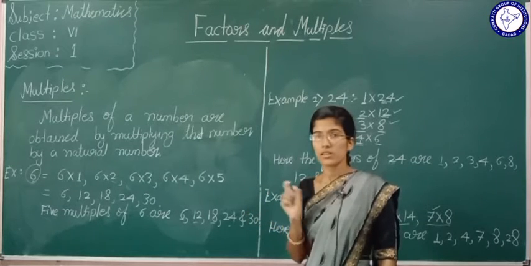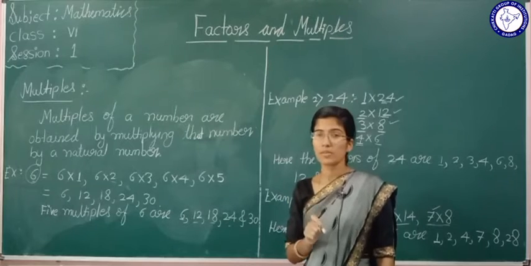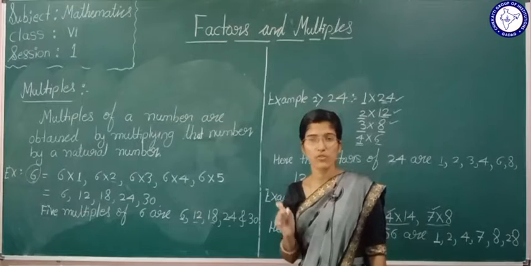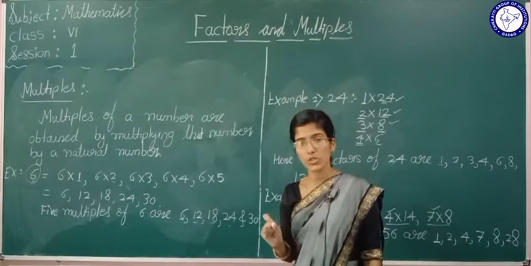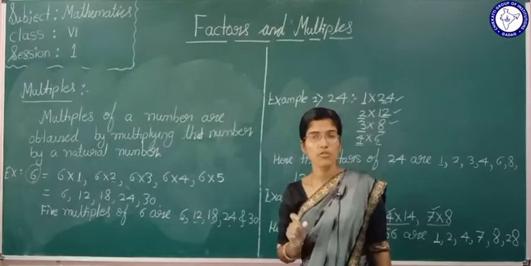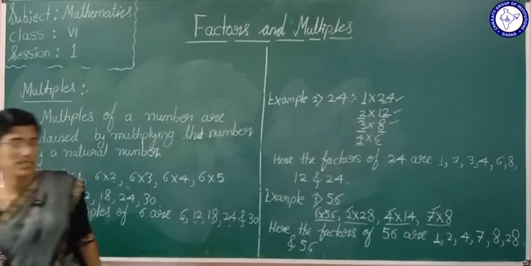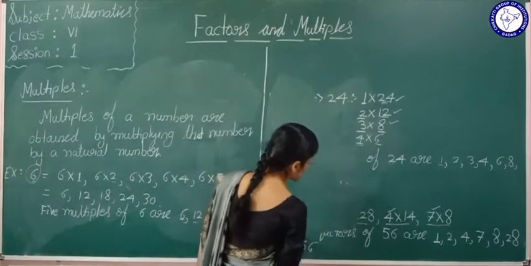So here you know the tables, right? The tables are the respective multiples of that respective number. Suppose 12: 12 ones are 12, 12 twos are 24, 12 threes are 36, 12 fours are 48, 12 fives are 60 and so on. These are the multiples of 12. We will consider one more example here. Is it easy now? What are multiples? It's so simple.